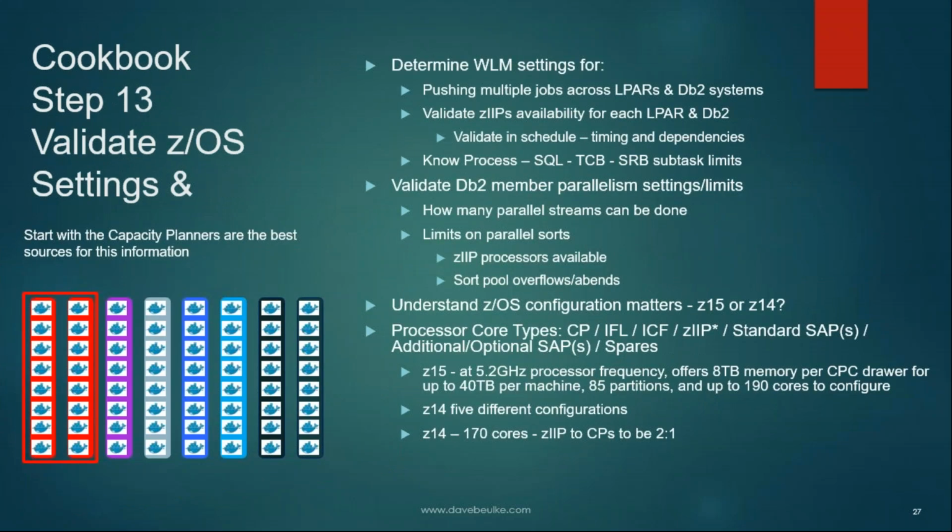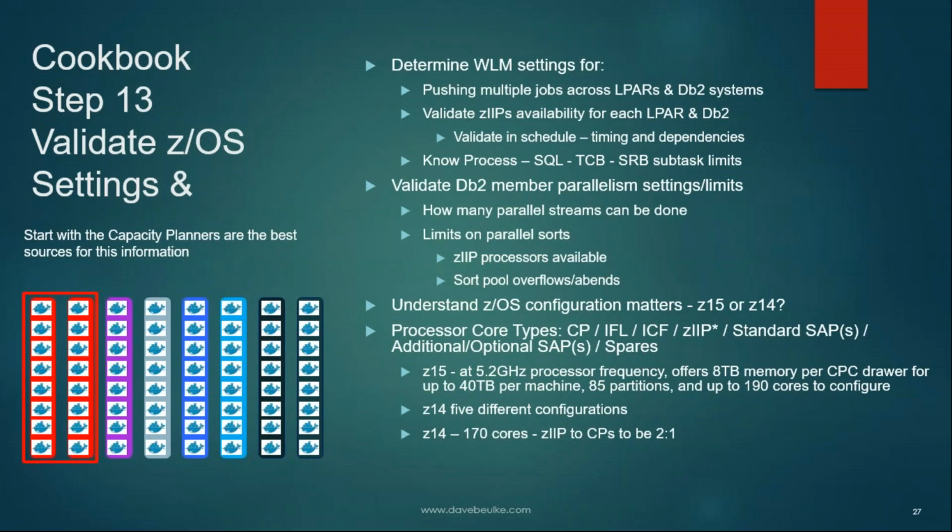One of the things also that you want to look at is validate your workload manager settings and validate them against an LPAR and a DB2 system. Understand how many zIIPs were available. We had a lot of zIIPs available and we were getting a huge amount of parallelism, but we were taking them so much that we got in trouble, and now they only allow us 8 parallel across the different LPARs. The parallelism, know your SQL, that's 1 TCB, and how many SRBs, how many subtasks you are limited to.